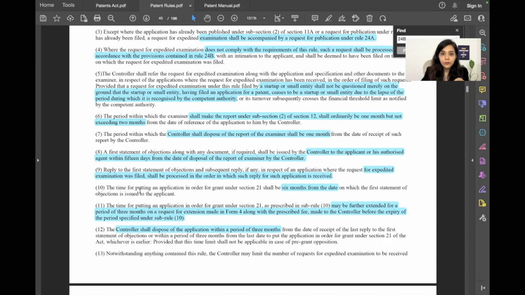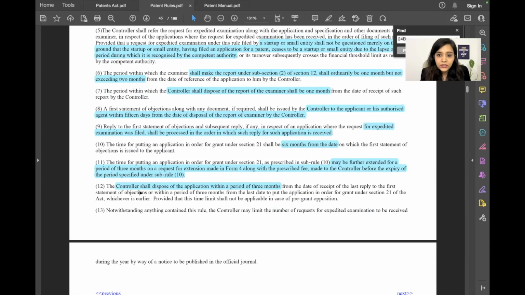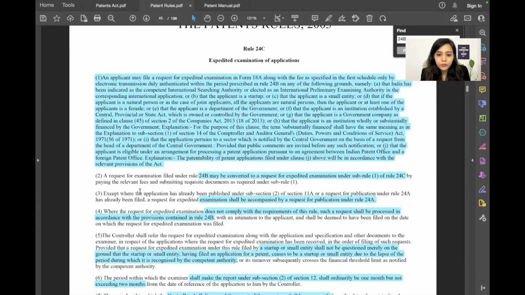So this simply means that if you have not filed a reply within 6 months, you can file a reply within 9 months. That means 3 months can be extended with form 4, but form 4 has to be filed within 6 months. It cannot be filed later on. So if you need to seek an extension, you should seek it before expiry of 6 months. So these are the important provisions.